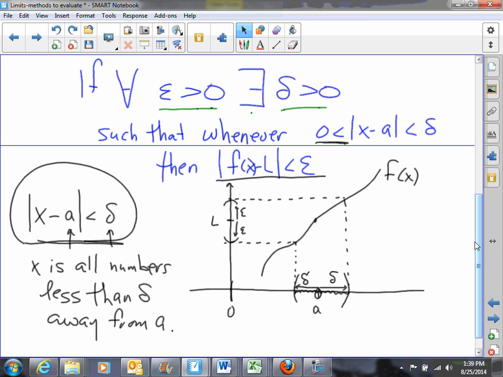Then I will pick a delta greater than 0 so that all of the values in my delta interval around A will map inside your epsilon interval around L. And if I can convince you that I can always do that, then I've successfully argued that this function's limit at A is L. And that's the formal definition.